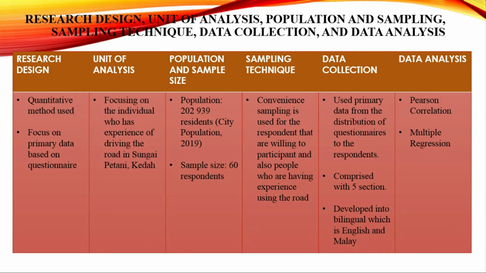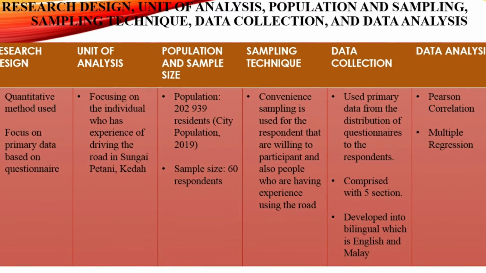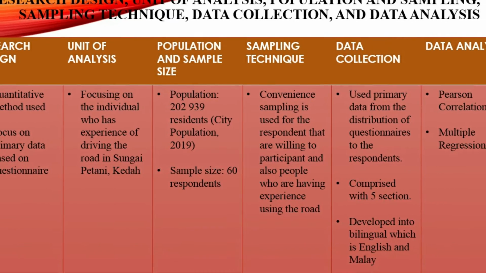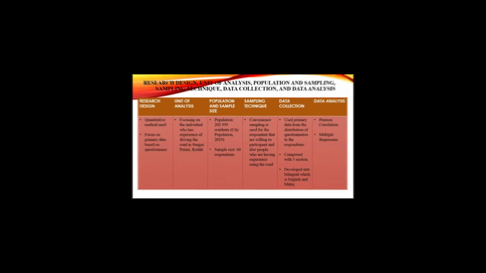Let's move to data collection, which uses primary data from the distribution of questionnaires to respondents, comprising five sections and developed in two languages, bilingual, English and Malay. And lastly is data analysis, which is Pearson correlation, and we chose multiple regression.